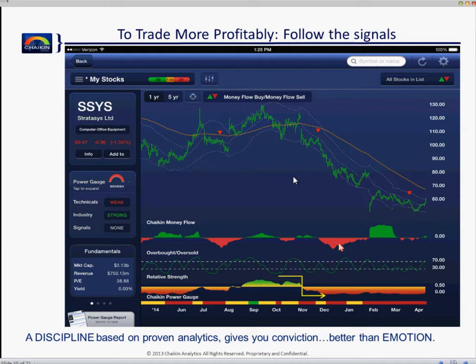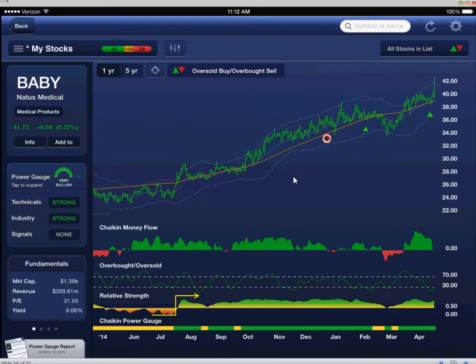Negative technicals, bearish power gauge rating. You'll look at those signals and you say, wow, the disciplined approach really does work. So now here's a recent example also in the medical products area, just like Edwards Lifesciences.